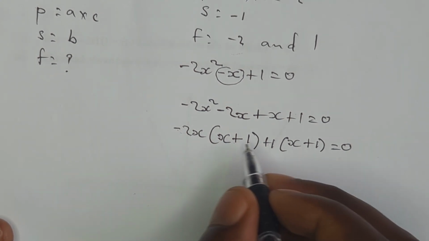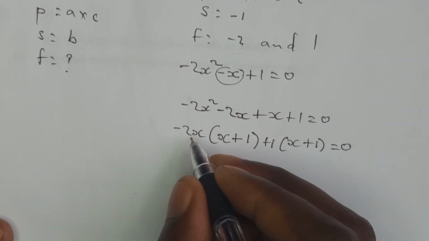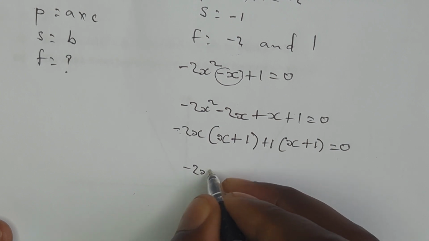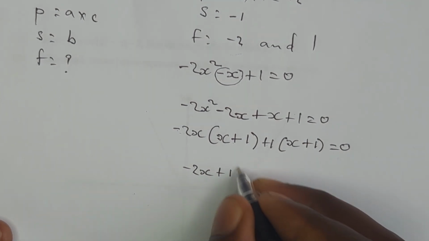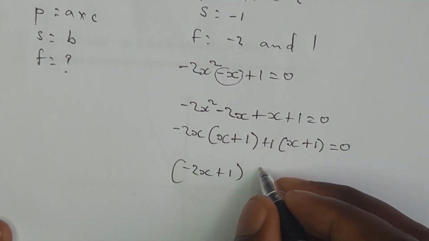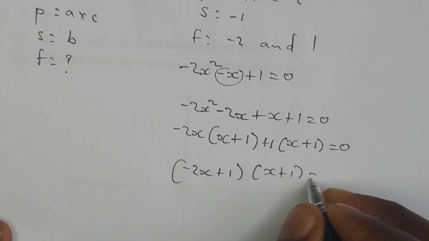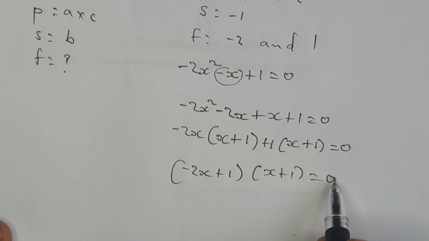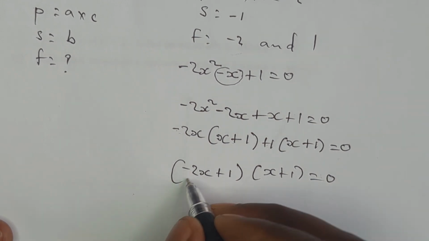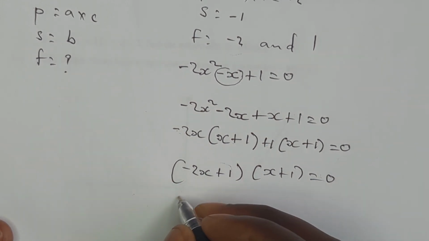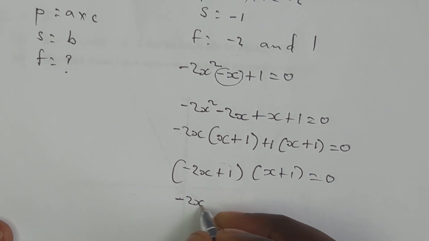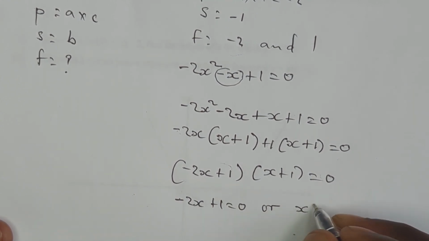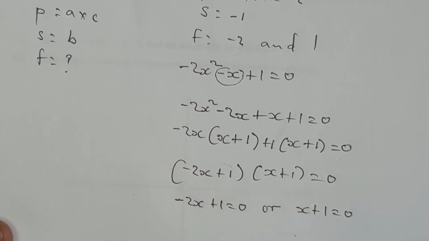So we can get one of these brackets, and these that are out, we group them. So we have -2x plus 1, and here we just get one of these, x plus 1, is equal to 0. Now since the equation is equal to 0, we can equate this expression to 0, which is -2x plus 1 is equal to 0, or x plus 1 is equal to 0.